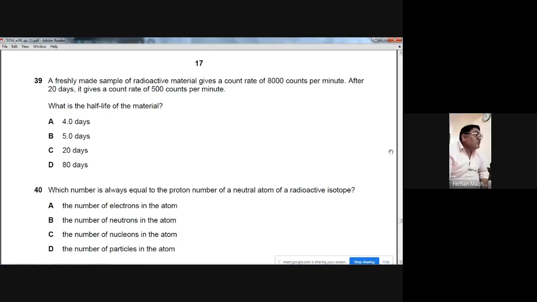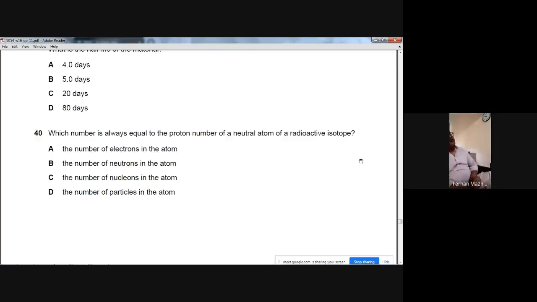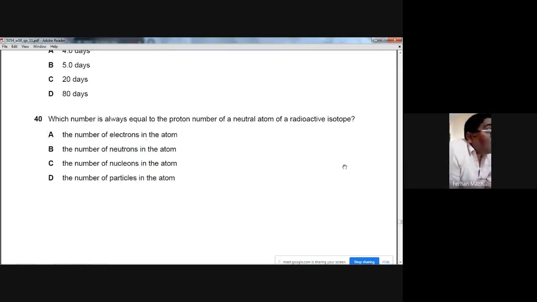Next question, question number 40. Which number is always equal to the proton number of a neutral atom? The number of electrons. The numbers of electrons and protons are always equal in a neutral atom. A is the choice. For 40, the choice is A. We have done the 40 questions.